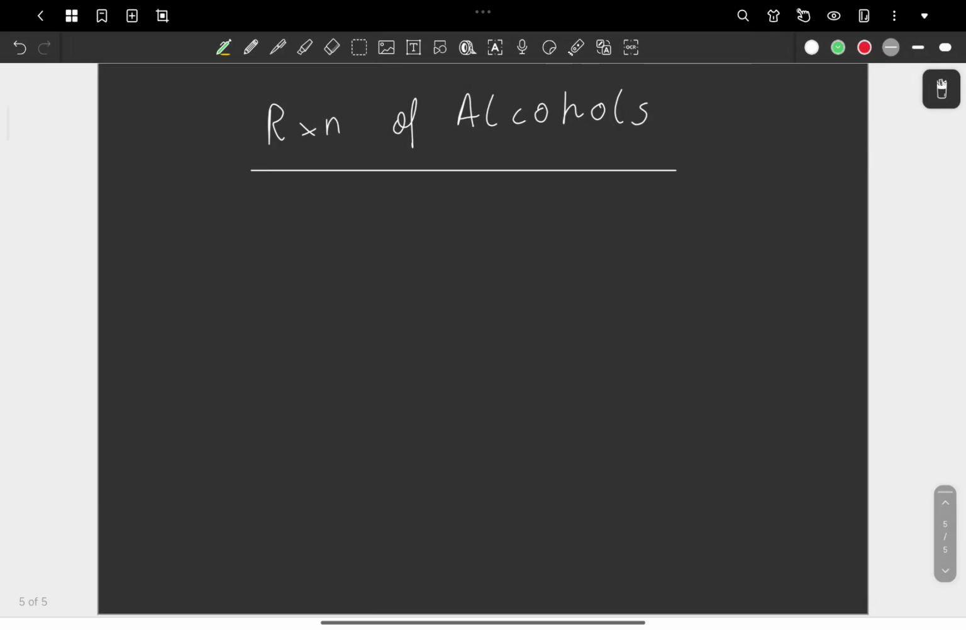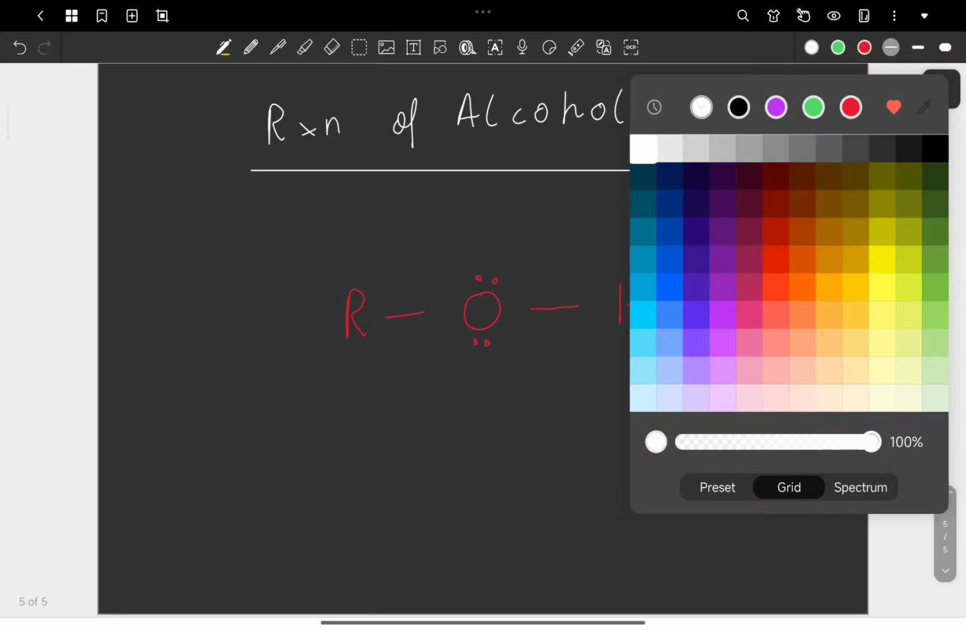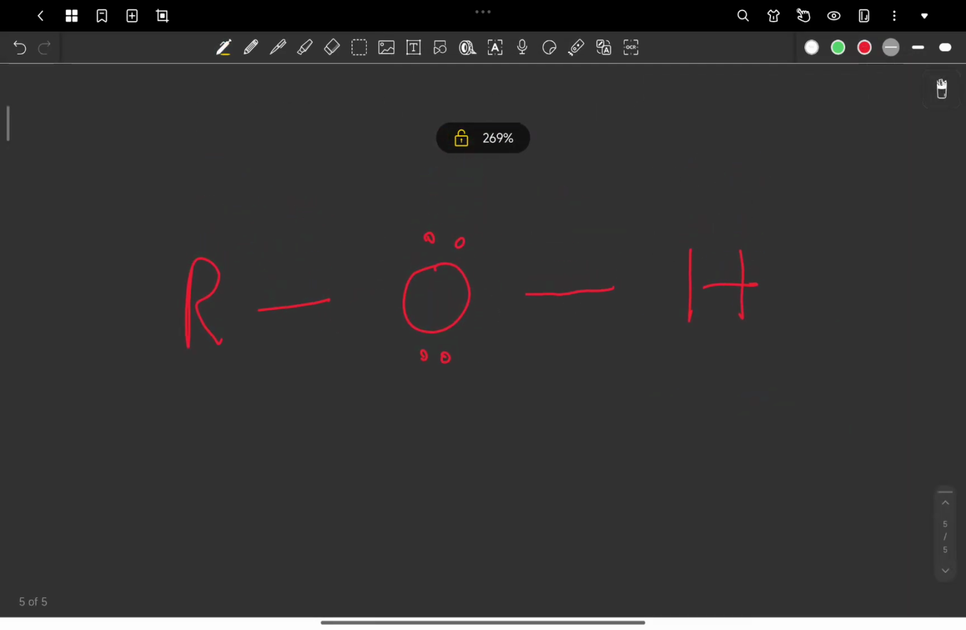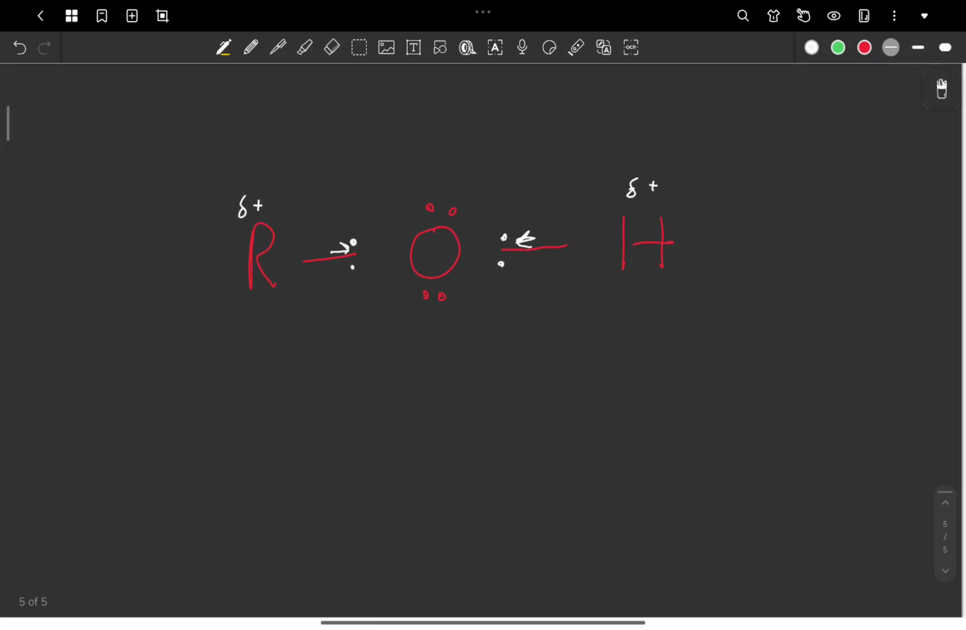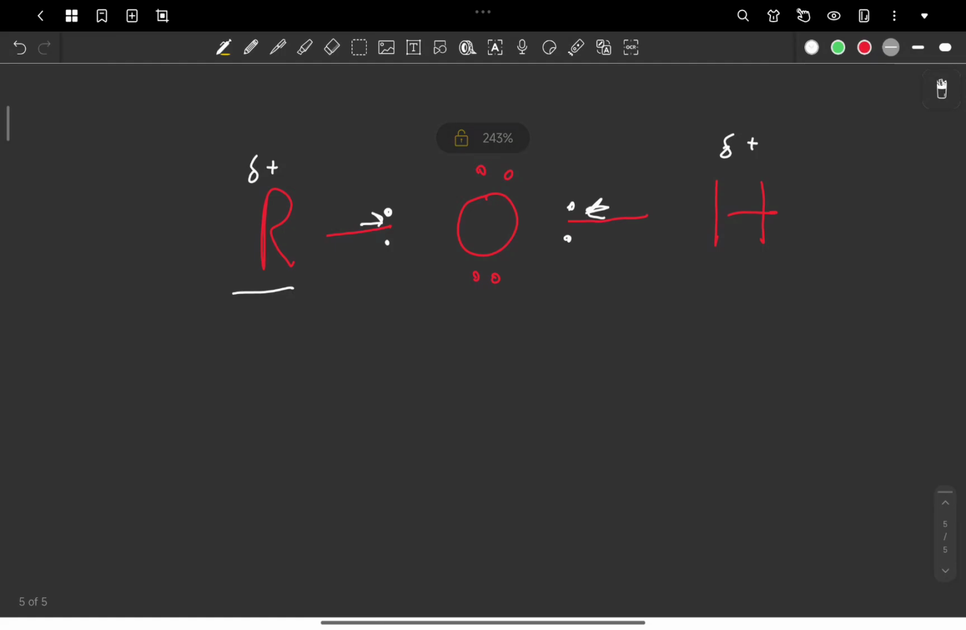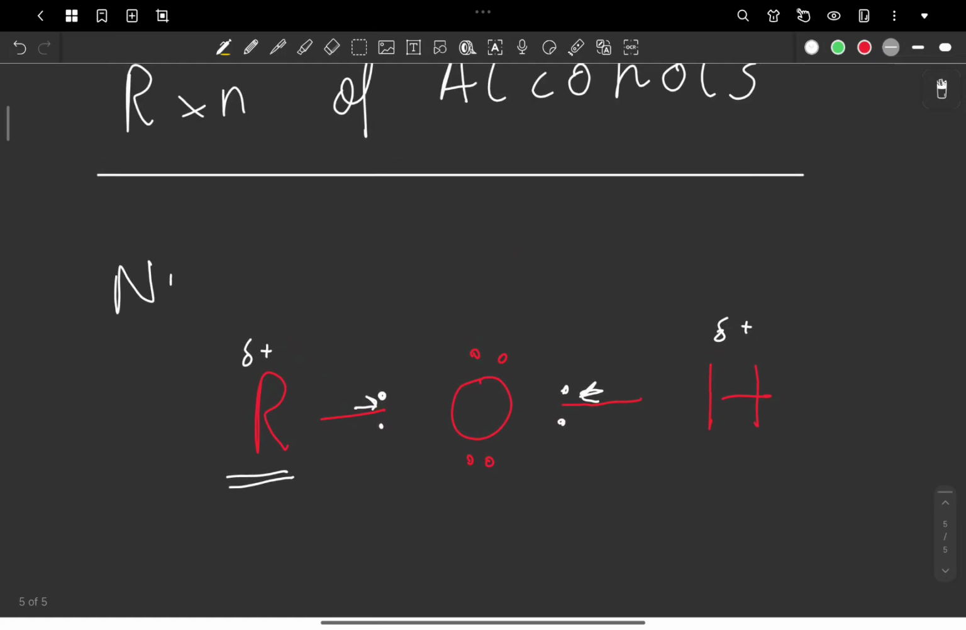So let's start with the basics. Let's observe the structure of an alcohol. There is R, there is O, there is H. This O has lone pairs. This is basic stuff you need to know. And this O is strong enough to cause both of the bonds to become slightly polarized. Electrons tend to go towards O, which causes a slight positive charge on both of its substituents. Now, this positive charge makes the alkyl group really susceptible to nucleophilic attack.